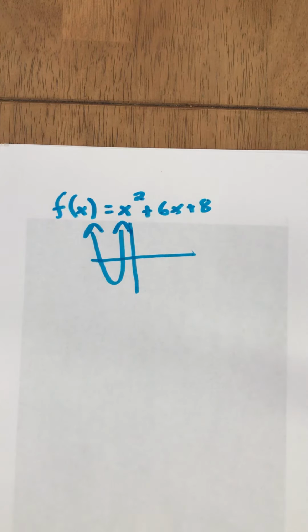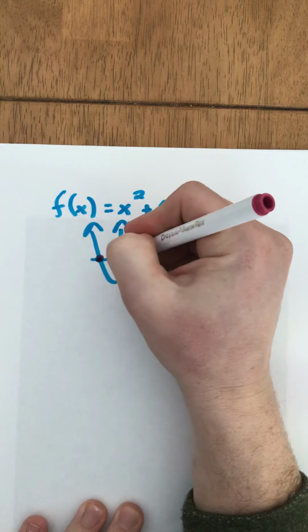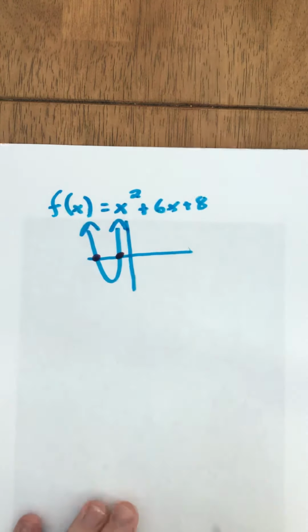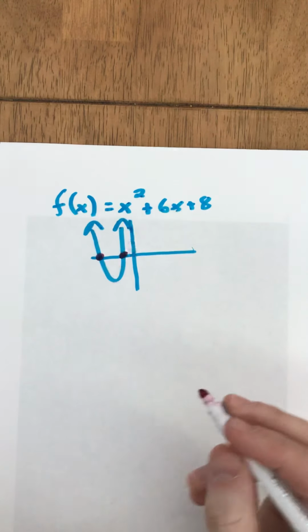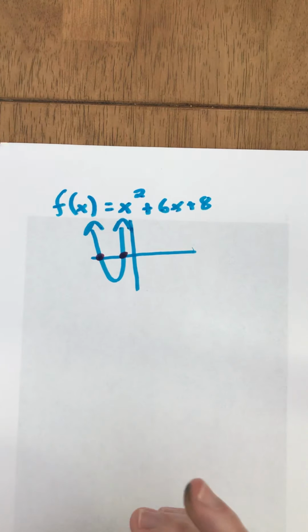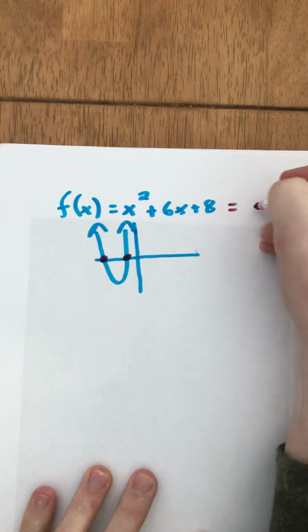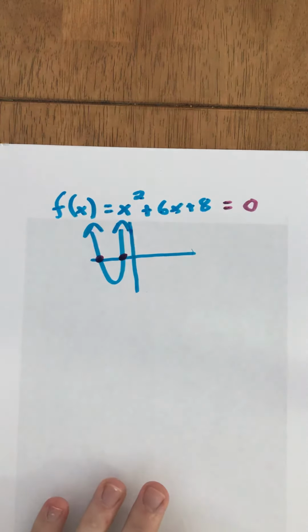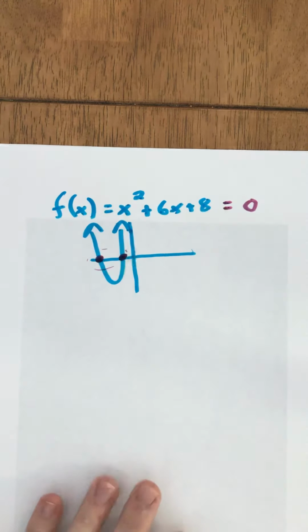And what I want to find today is these 2 points right here. Our x-intercepts or zeros, or sometimes they're referred to as the roots. Now those occur when this function right here is equal to 0, when our y equals 0. When y equals 0, that's where they're going to cross.